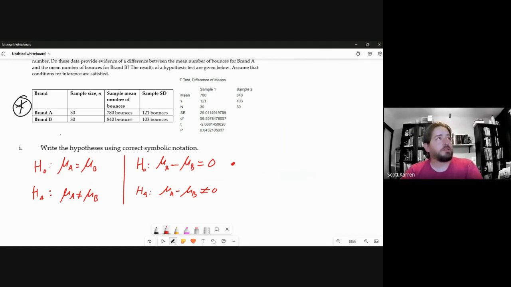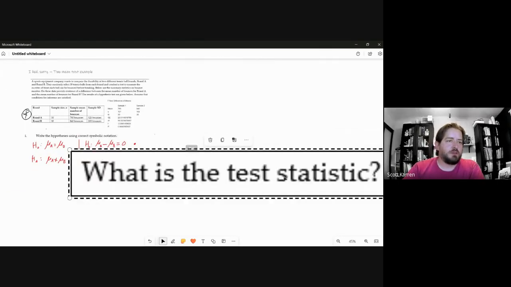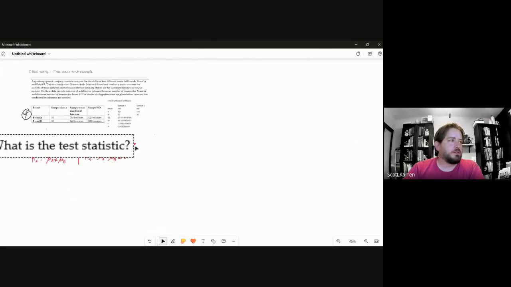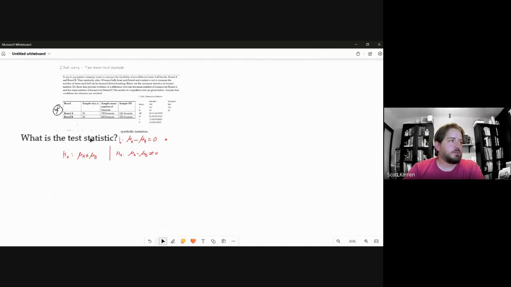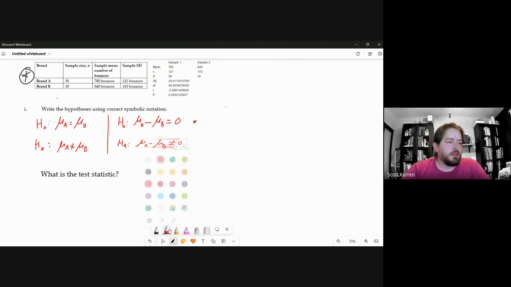The second part here then says, what is the test statistic? All right. What is the test statistic? Right. That is calculate t. Right. So I need to calculate t, and I have to have a couple of formulas to do that.